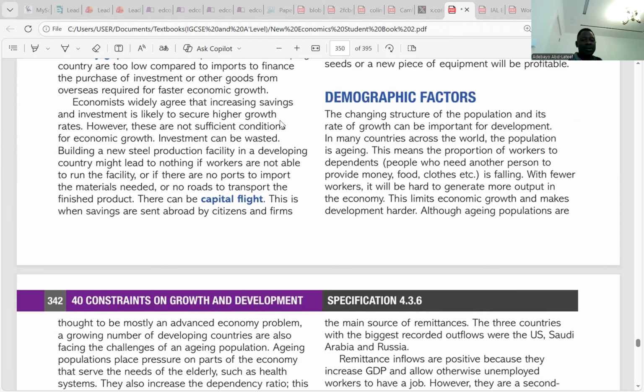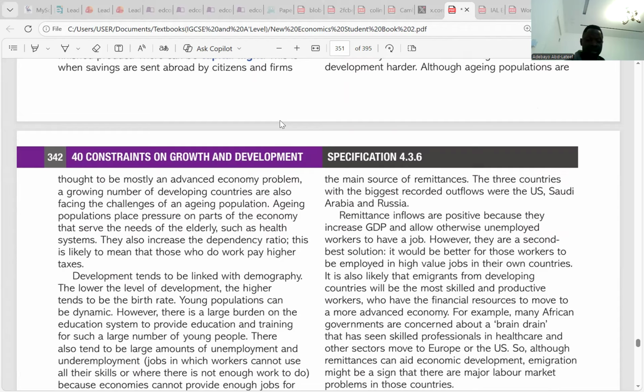Okay, so there's a spot for you, right? Okay.